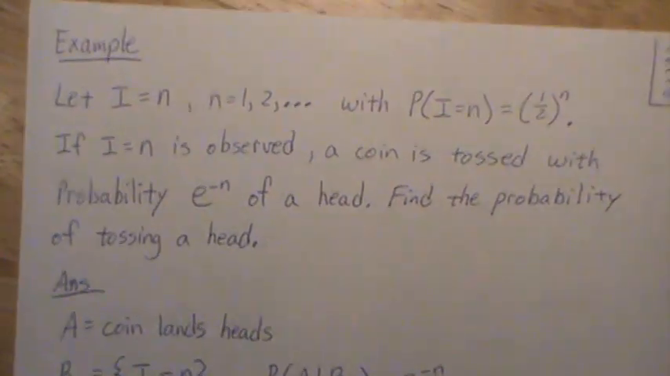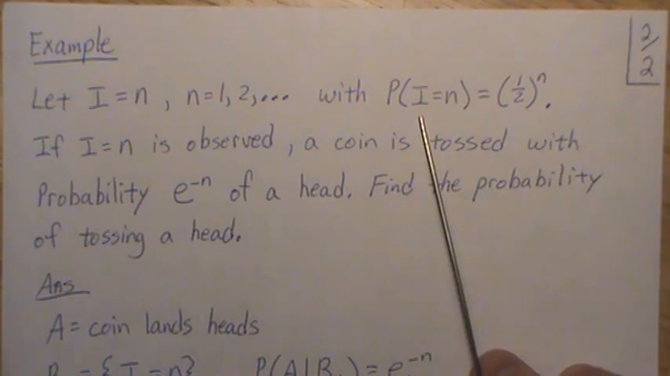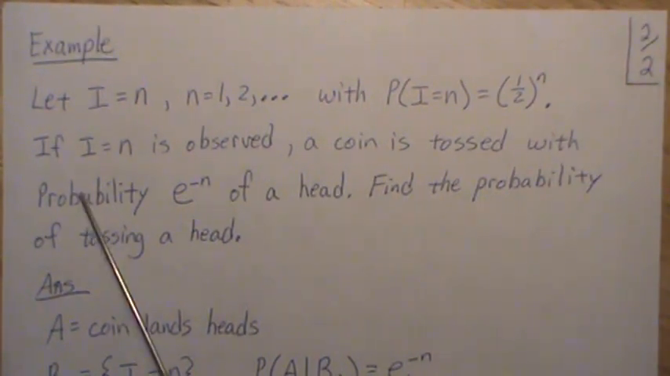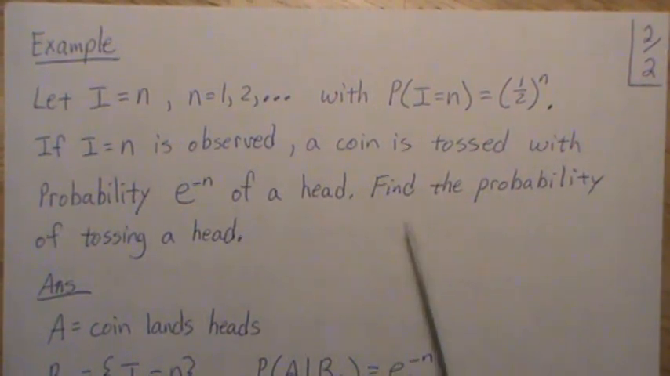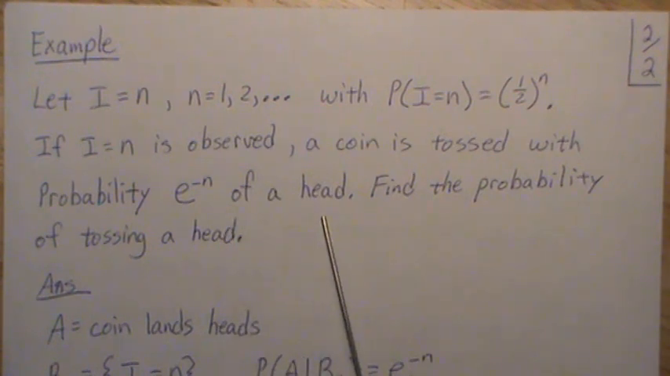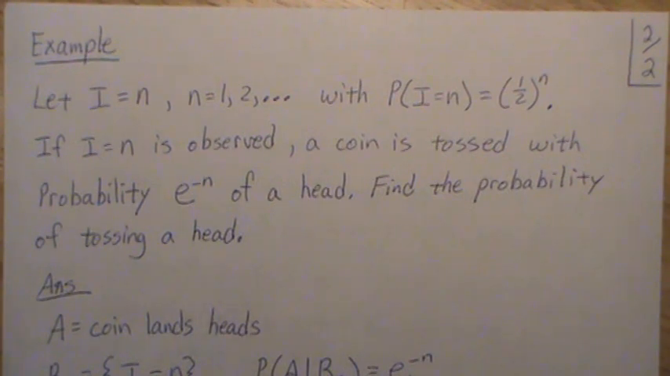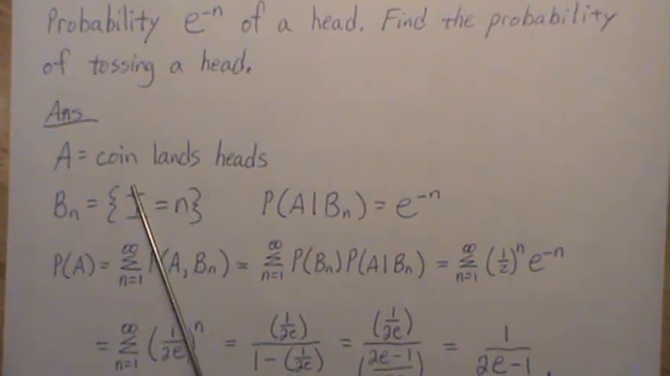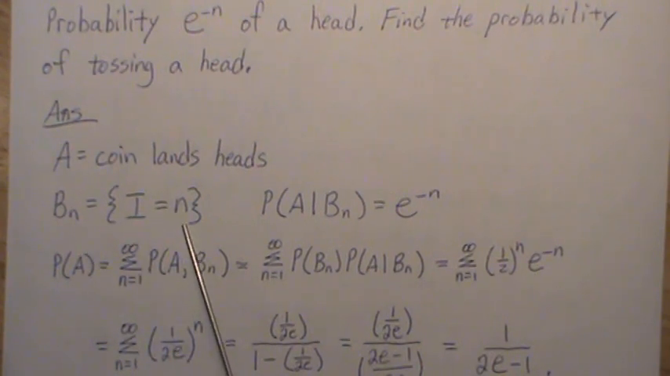Let's do one example and then call it quits for this video. Let I equal n, where n goes from 1 to infinity, with the probability that I is equal to n being 1/2 raised to the nth. Now, if n is observed, whatever number that is, a coin is tossed with probability e to the minus n of a head. And we want to find the probability of tossing a head, or flipping the coin and landing heads. So the answer is this. So let A be the event that the coin lands heads, and Bn, of course, is the event I equals n.